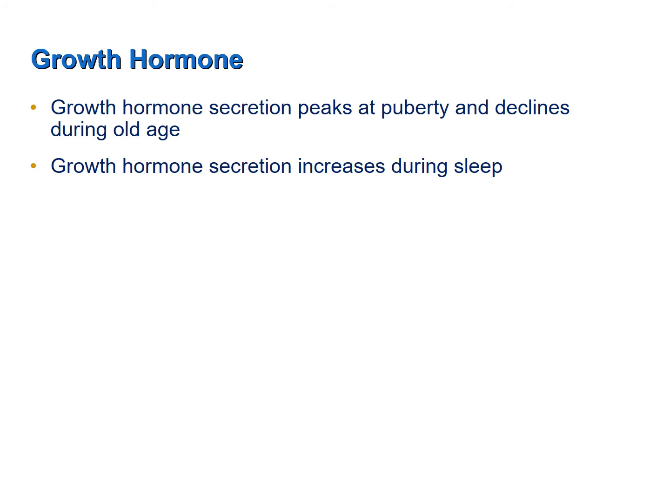Growth hormone secretion peaks at puberty, which is one of the reasons why individuals grow so quickly during puberty, and growth hormone declines from there, especially during old age. And it's believed that this is at least partially responsible for the decline in muscle mass and the thinning of the skin that occurs during old age.